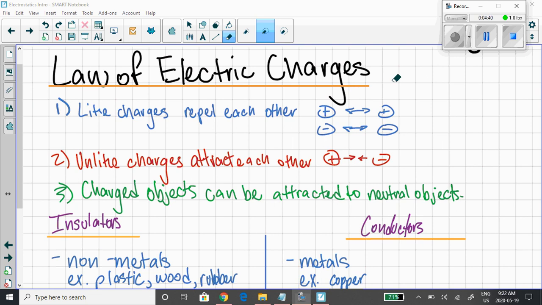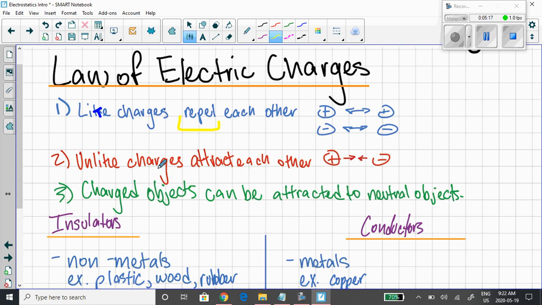All right, so there is a law of these electric charges, and it says that if the charges are the same, or like charges, they repel each other. So a proton will repel a proton, or a charged particle that has a positive charge will repel another positively charged particle. Similarly, an electron will repel an electron, or an object with a negative charge will repel an object with a negative charge. They repel. This is different. We never had anything like this in gravity.